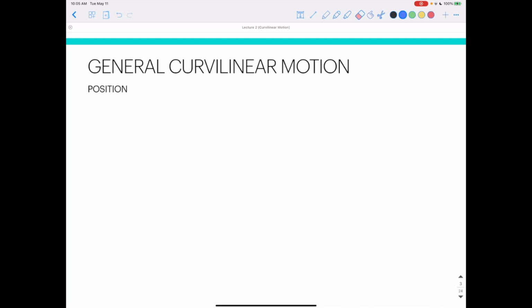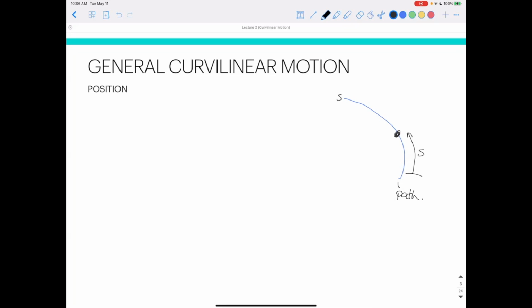So let's assume we have a particle. The particle is moving along a path S. Let's say some reference point here. So the S coordinate is always the coordinate that follows the path. We'll just call this blue line the path of the particle, and it's the S coordinate.